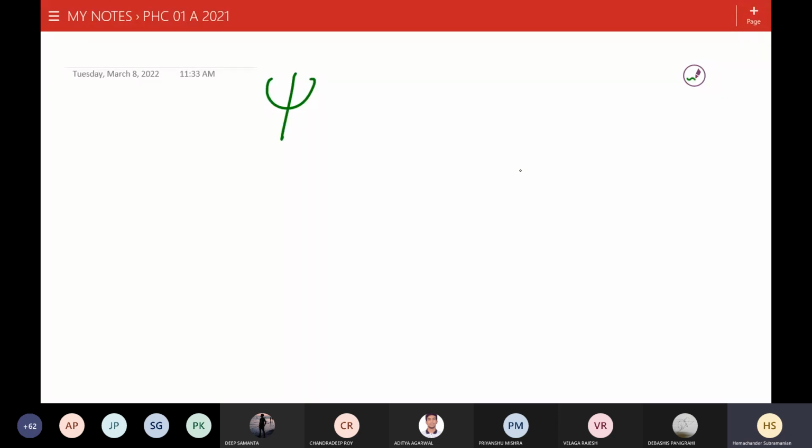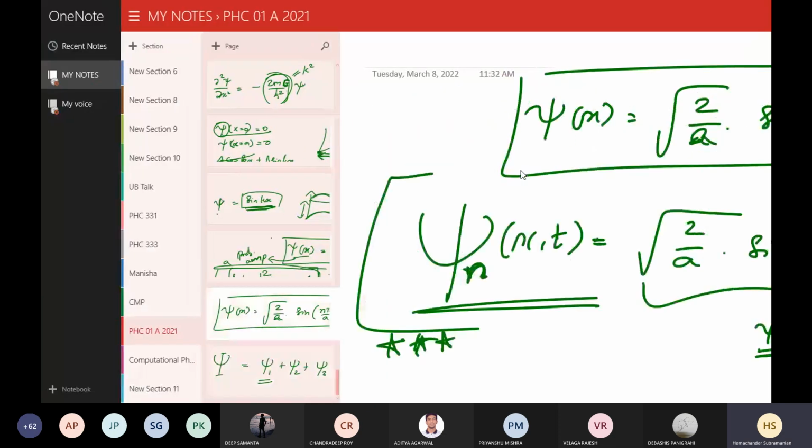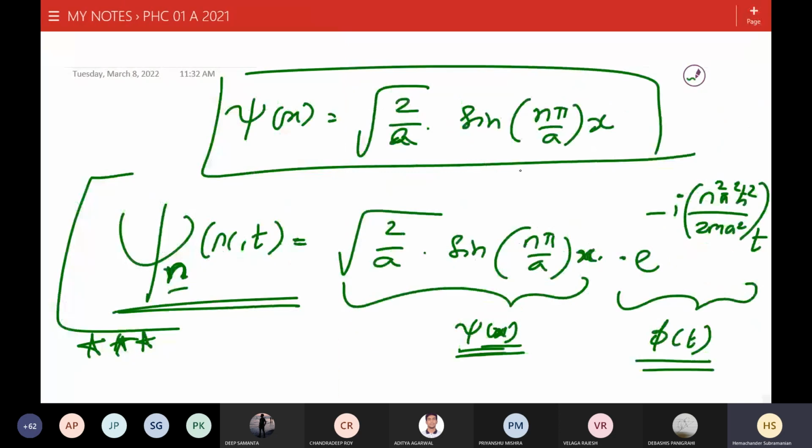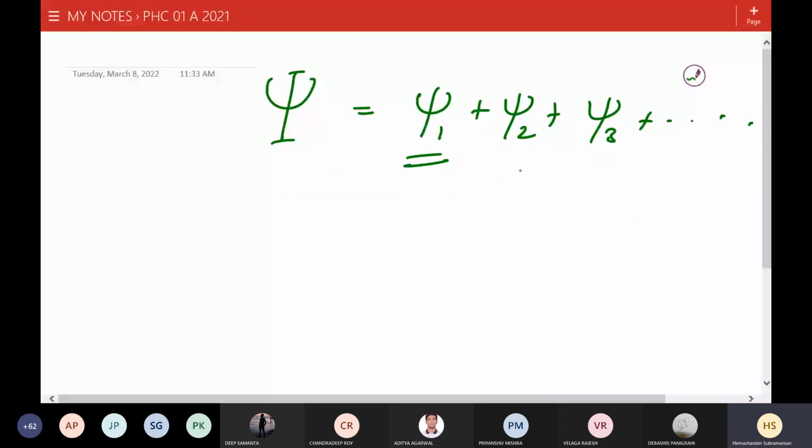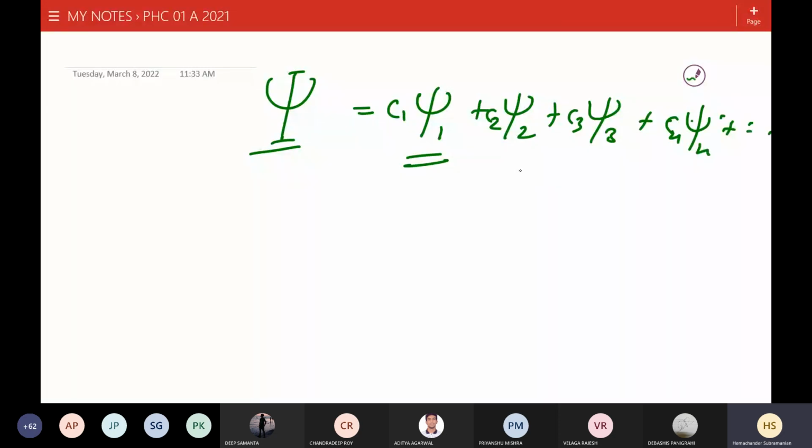So you have a psi, some solution, equal to psi 1, psi 2, psi 3, plus all that. Any solution psi, I just wrote down psi n. n can be 1, 2, 3, 4, whatever. It is an integer though, right? So this psi can be a superposition, let's say C1 psi 1 plus C2 psi 2 plus C3 psi 3 plus C4 psi 4 and so on. And this will also be a solution, right? This composite psi will also be a solution, right?